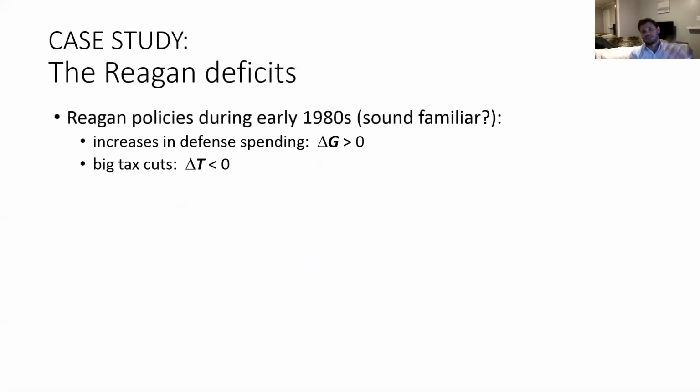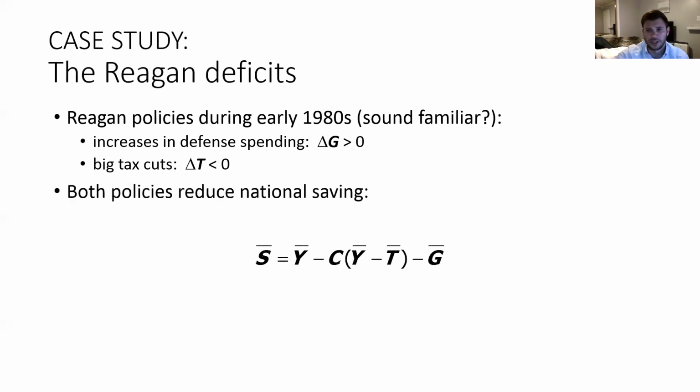Both policies, increasing government spending and cutting taxes, move the quantity of government savings down. These are both examples of policies that move us towards deficit spending. We're bringing in less tax revenue. At the same point, we are spending more. So both policies unambiguously here reduce national savings. Increasing government purchases causes G to go up and reduces national savings. Cutting taxes causes consumption to go up because consumption depends on disposable income, and that also reduces national savings.